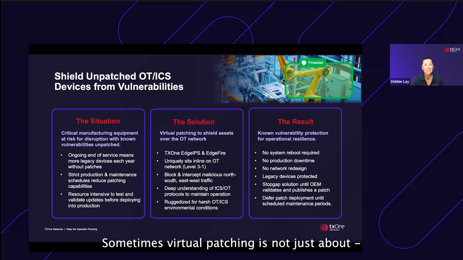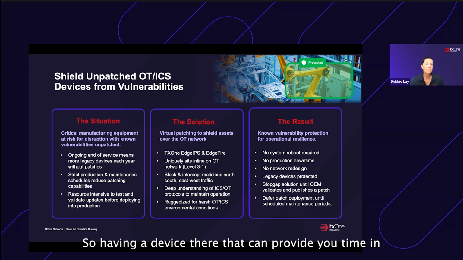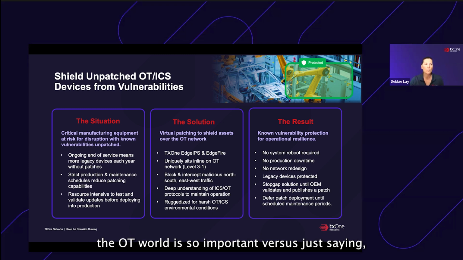Sometimes virtual patching is not just about the vendor coming out at the time of a critical vulnerability and saying, here's the patch. That doesn't mean you can patch right then. So having a device there that can provide you time in the OT world is so important, versus just saying, well, we have to wait until the next patch cycle, which is 3 months from now.